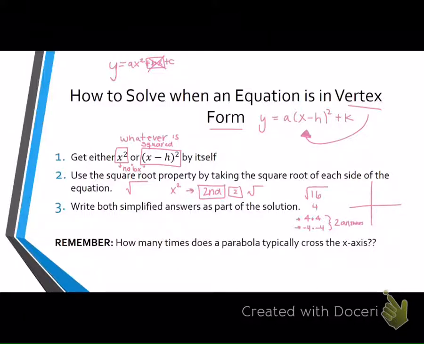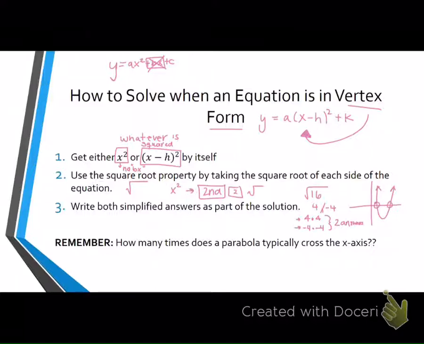Which really means that if you take the square root of 16, you can have 4 or negative 4. You have 2 answers. Let's think about why that is. This is where you are really going to get lost. You're going to lose one of your answers along the way. When I typically have a vertex, how many times does it cross the x-axis? Twice. So we need to be getting 2 answers because we are solving the equation in vertex form.